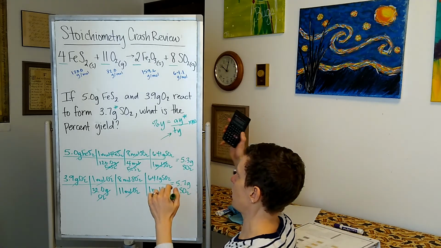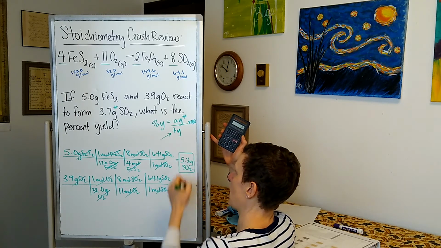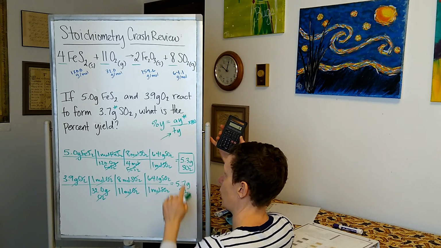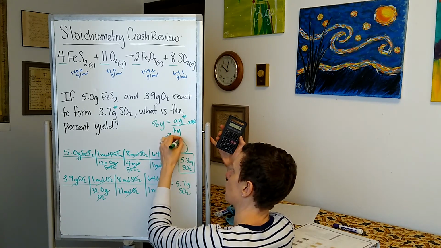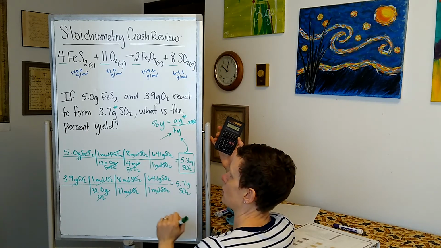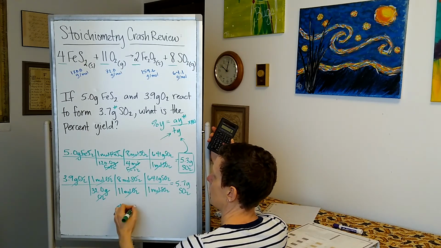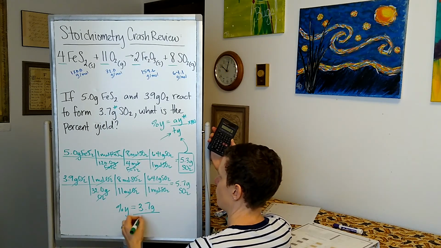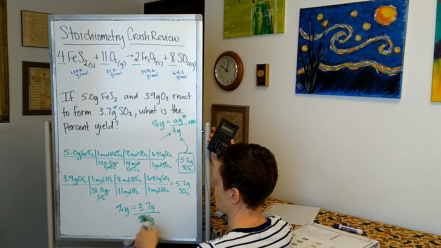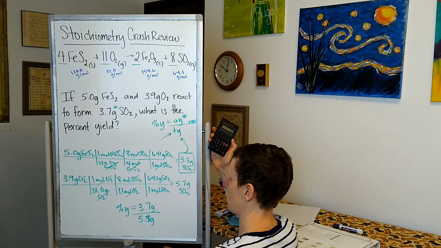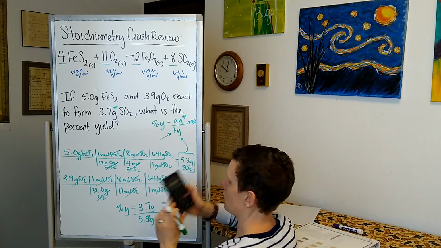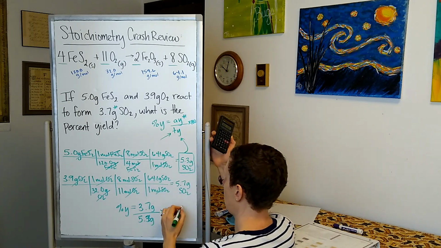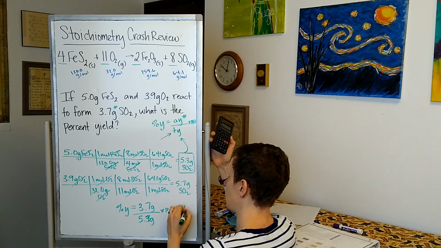So my theoretical yield is right here. This is how much I should be able to make, and at that point we run out of FeS2. So that's my theoretical yield. That's going to go right there. Now I can find my percent yield. So percent yield equals 3.7, my actual grams, over 5.3, my theoretical, sorry, and then times 100. So 3.7 divided by 5.3 times 100, and we're going to get something that rounds to 70%.